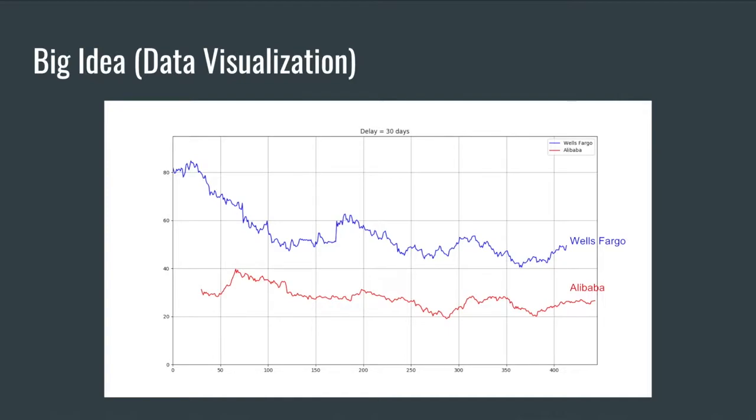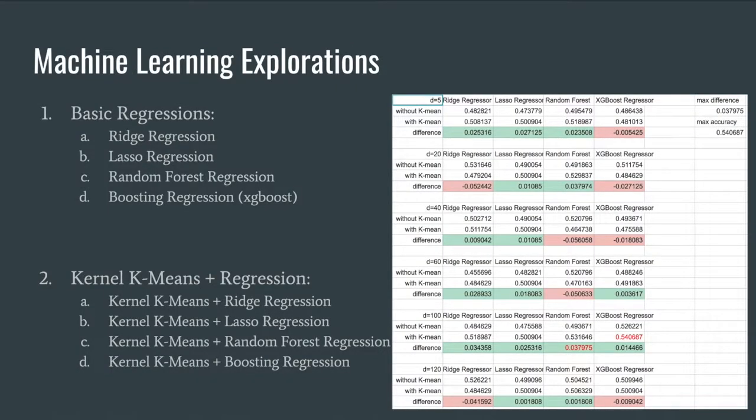And then we have this big idea that we can find some correlations between stock data and our target data, but they actually have a d-time delay, so we can use strongly correlated stock data to predict our target data. First of all, we started off exploring some basic machine learning regression techniques. We explored ridge, lasso, random forest, and boosting regressions.